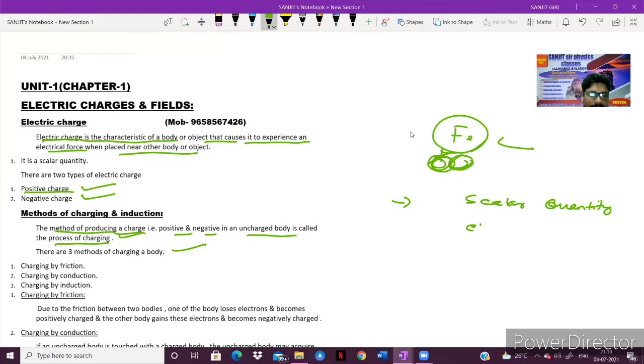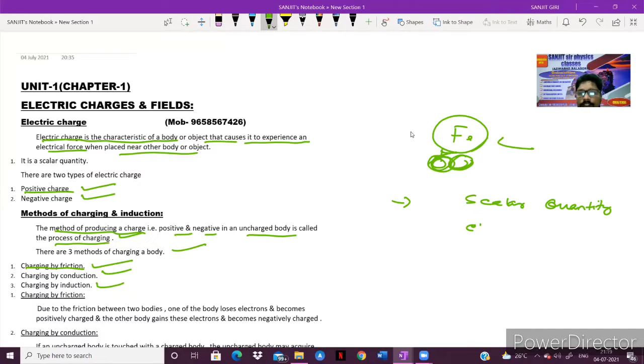The first one is charging by friction. The next one is charging by conduction. The last one is charging by induction.